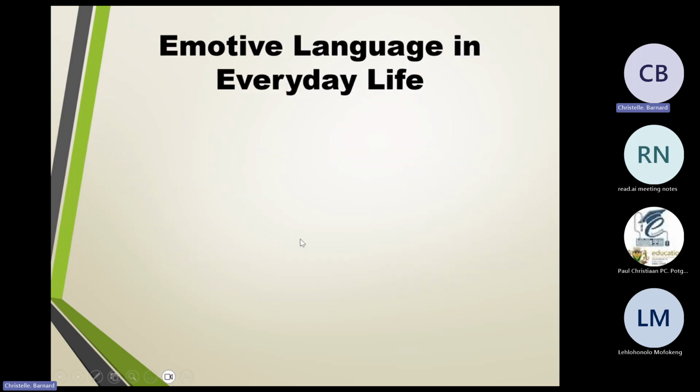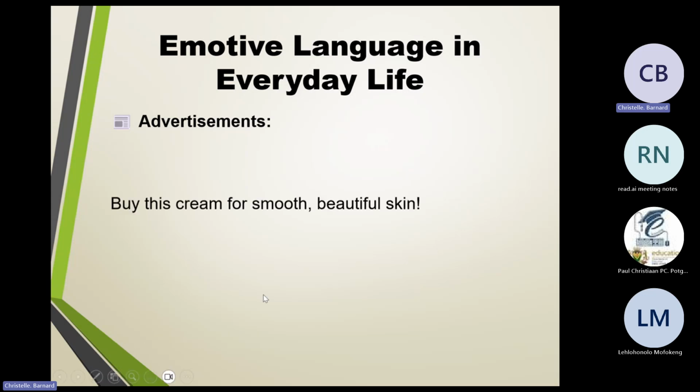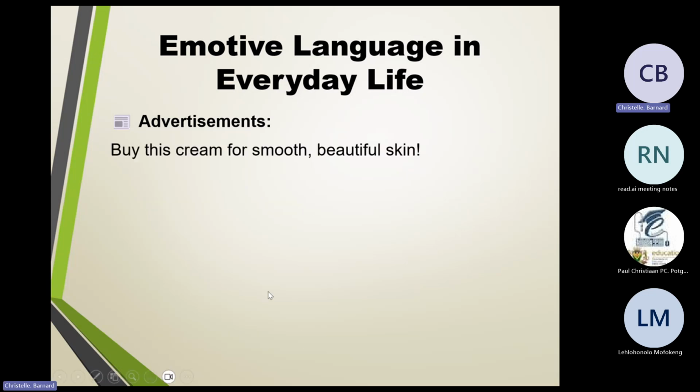Right. Now, emotive language in everyday life. I've already mentioned a few of them, but where do we see emotive language? Where do we hear emotive language? Number one, in advertisements, as I've already said. For example, buy this cream for a smooth, beautiful skin. In other words, I feel old, I want to feel young, I want to feel beautiful. So now they say smooth, beautiful. Those two words will be emotive words.